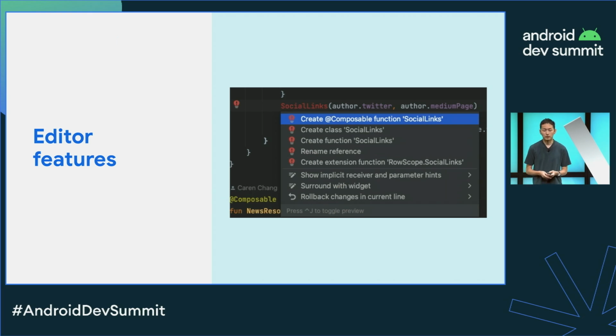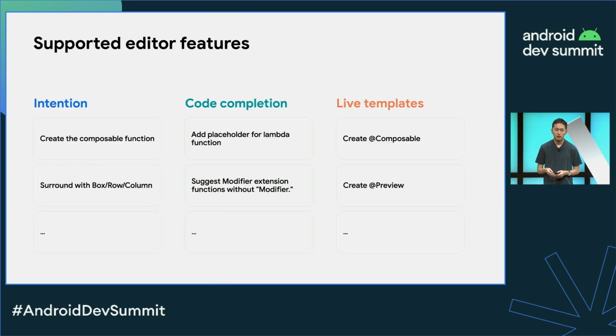Next, let's talk about the editor features. As you are getting used to Compose development, these will allow you to boost your productivity. They are divided into three categories: intention actions, code completion, and live templates. You don't have to remember all of them because there are a lot of features, but let me introduce some of my favorites.